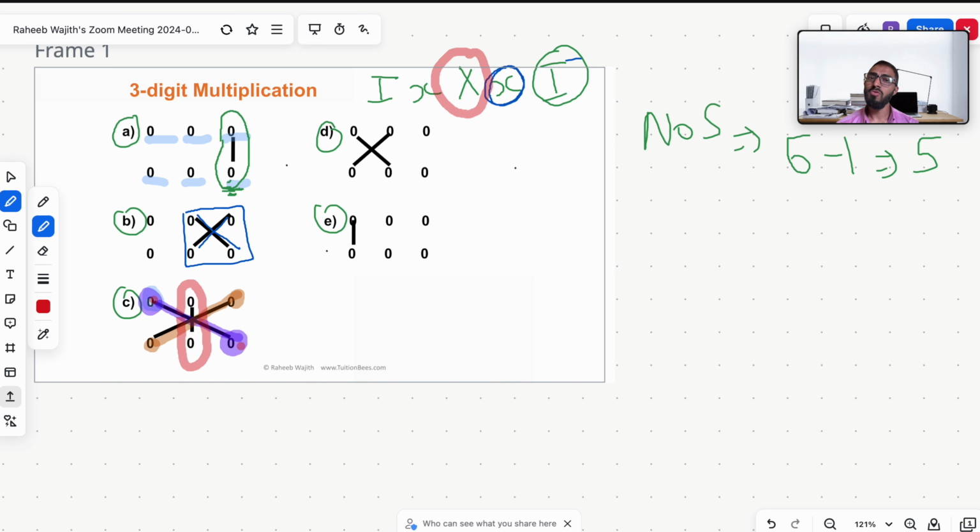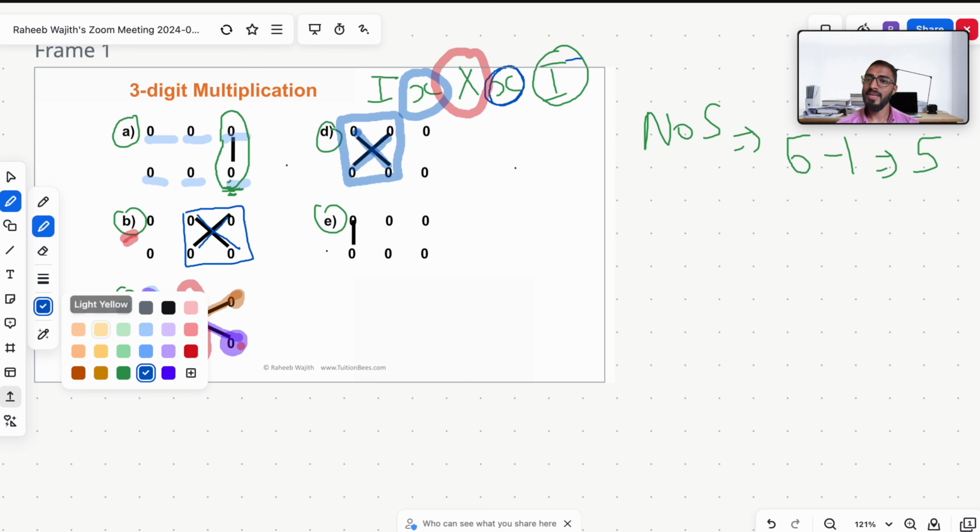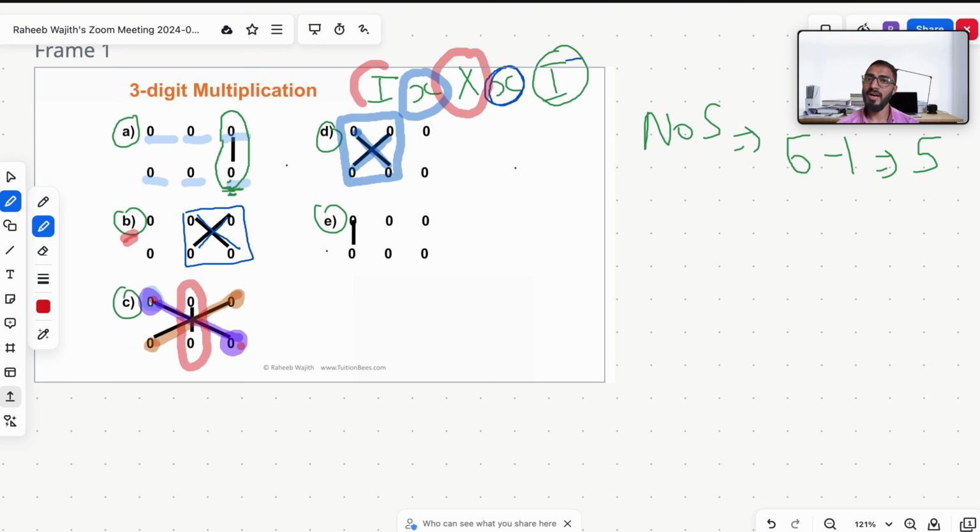Now we move to step number 4, which is actually a replica of step number 2, the B step. I will use a different color here. We take this grid and multiply these two numbers cross. Finally, the last step is similar to the first step, but this time you are doing it for these two numbers. That completes a complete 3 into 3 digit multiplication.